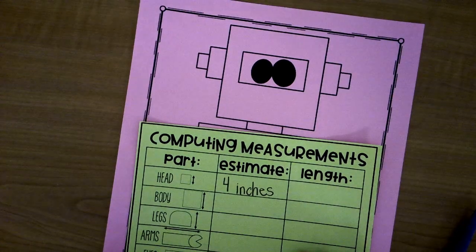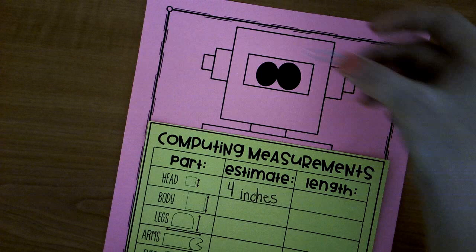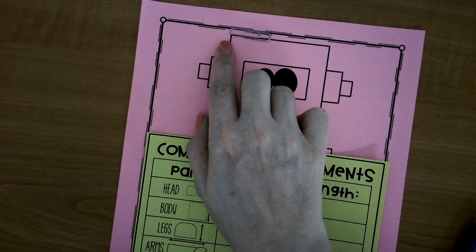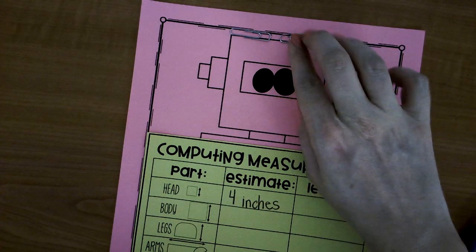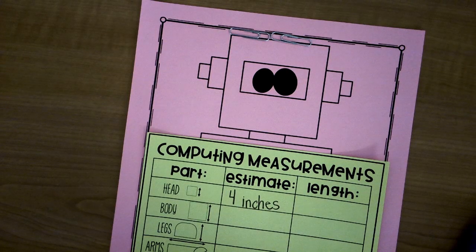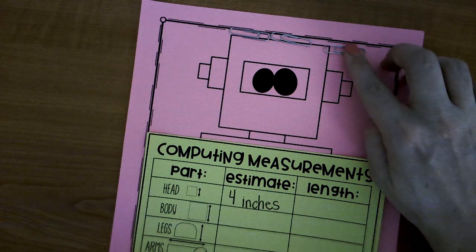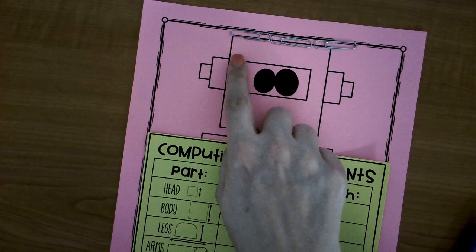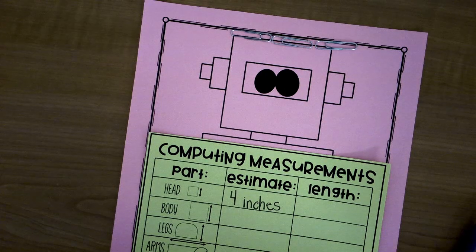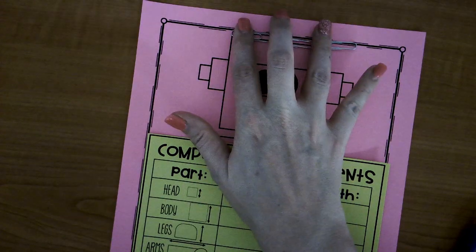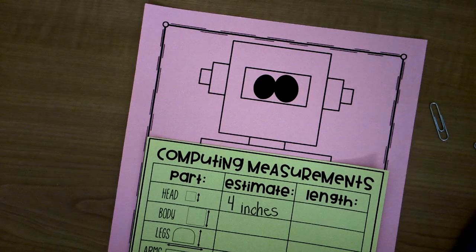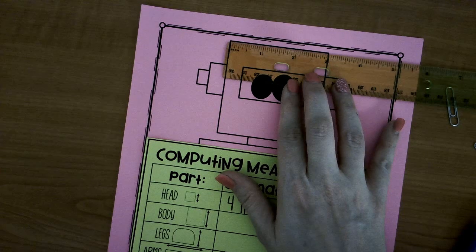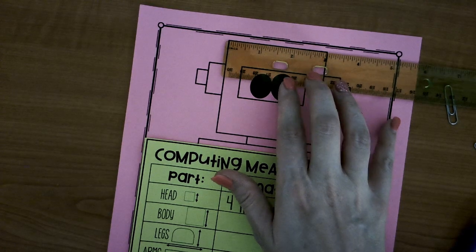Now I have the option that I could either use my paper clips and measure it side by side, and I would line it up with the end of my robot's head, and I would put my paper clips, and I noticed that it is about, make sure you don't have any gaps, about 2.5 inches. Or I could take my ruler, make sure that I am on the inches side, and I lined it up, and it is about 3 inches.